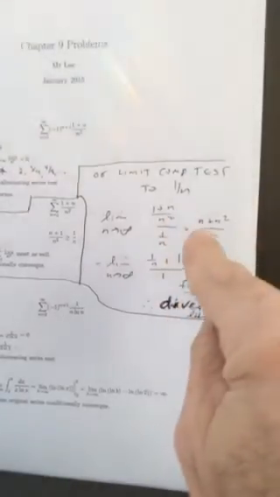Just a word on the limit comparison test. Anytime you end up with the highest power in the numerator and the denominator being the same, it's going to go to a constant. That's why I often advocate using this test where you can. It's so easy.